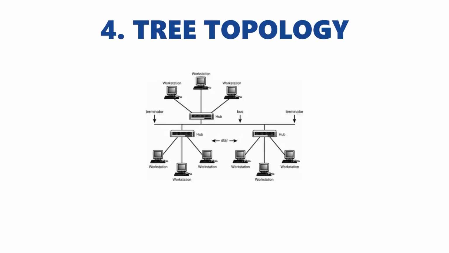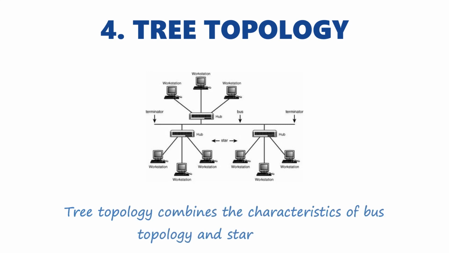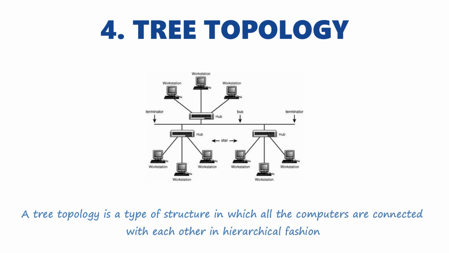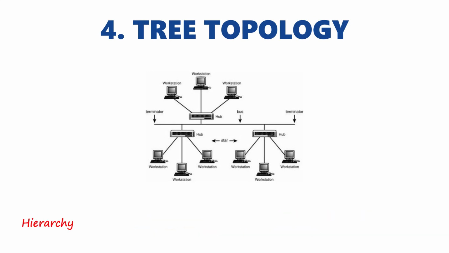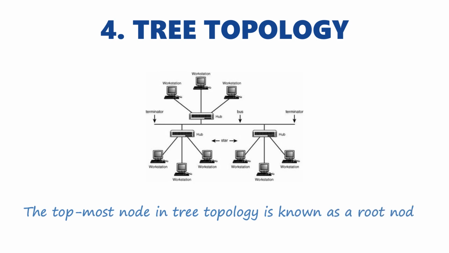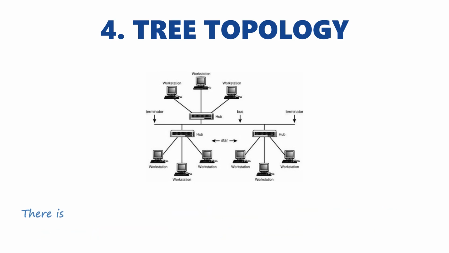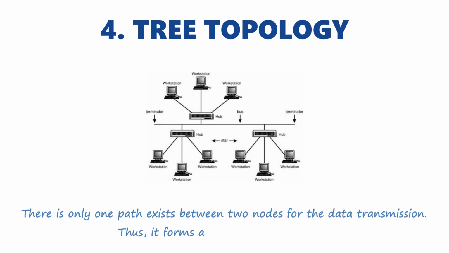Fourth one is tree topology. Tree topology combines the characteristics of bus topology and star topology. A tree topology is a type of structure in which all the computers are connected with each other in hierarchical fashion. Hierarchy means classification of elements according to relative importance. The topmost node in tree topology is known as a root node, and all other nodes are the descendants of the root node. There is only one path between 2 nodes for the data transmission. Thus, it forms a parent-child hierarchy.